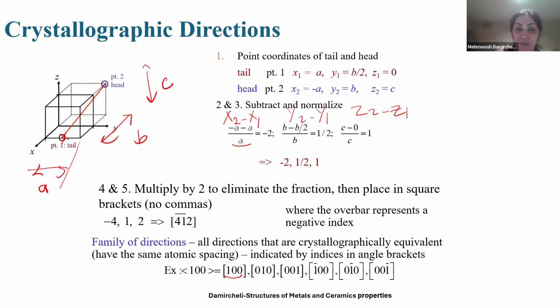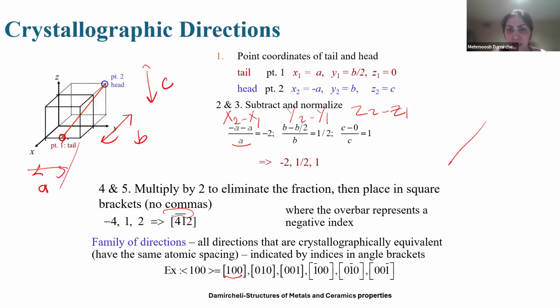The next step means we should multiply all of them by the minimum number to eliminate the fractions, and we reach integers. For example, for this case, we should multiply by 2. It should be -4, 1, and 2. But we don't show 4 with a minus. Instead of the minus, we use a bar above it, and we show it inside the square bracket without any comma. So when we have a square bracket without any comma, it means a direction.